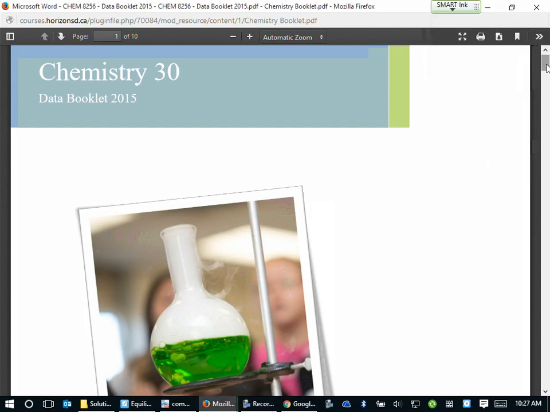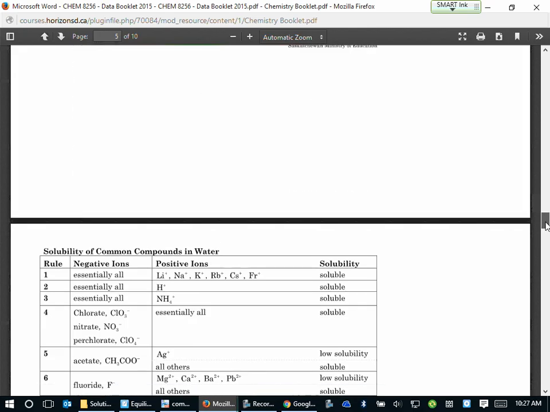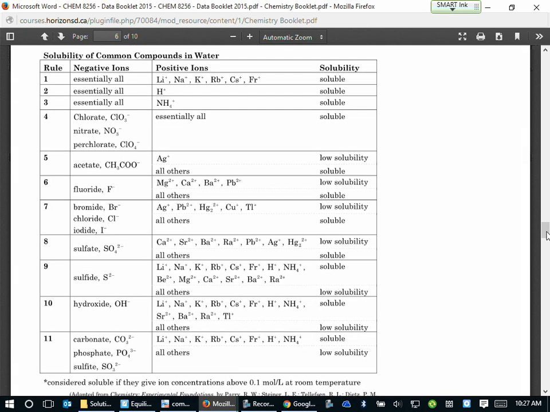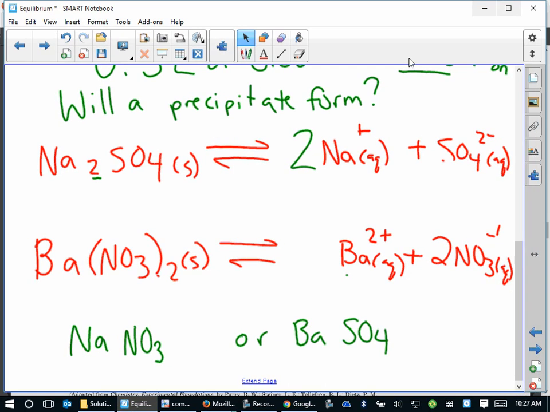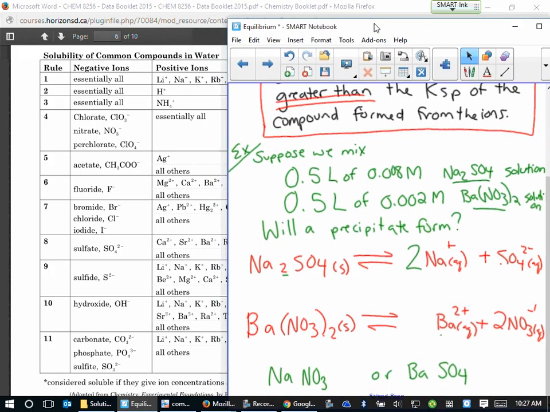Okay, so I think I just found your data booklet, and we're going to look at this table. Hopefully you've seen this before. This table right here is what we're going to look at. Let's see if I can get this so we can see everything we want. So we're looking at NaNO3 or BaSO4.